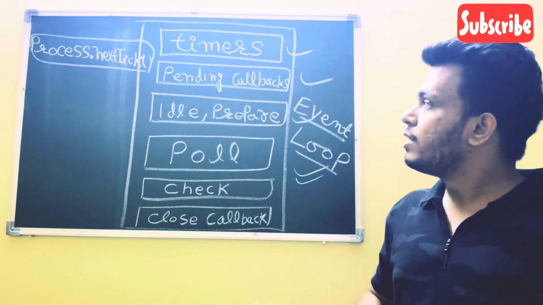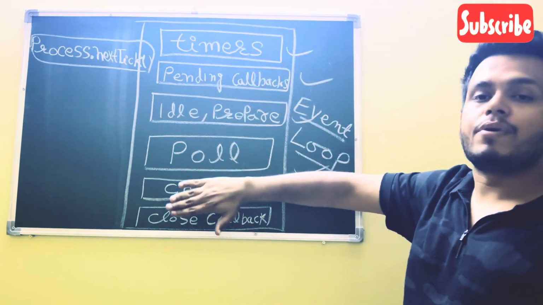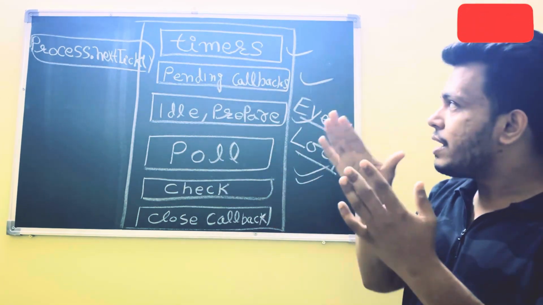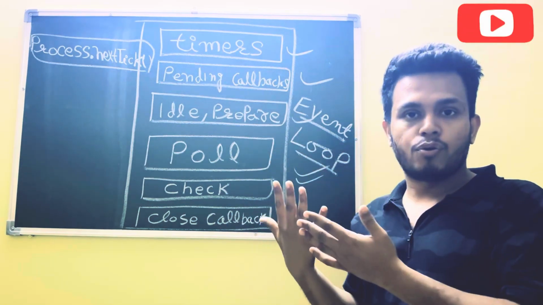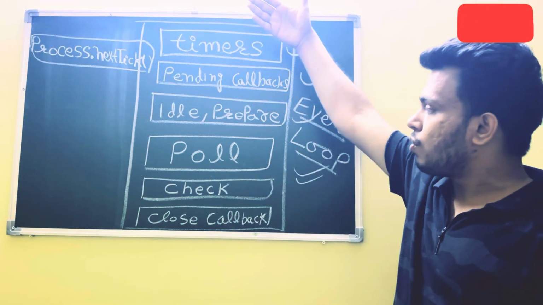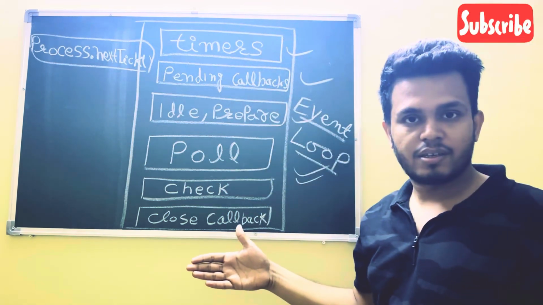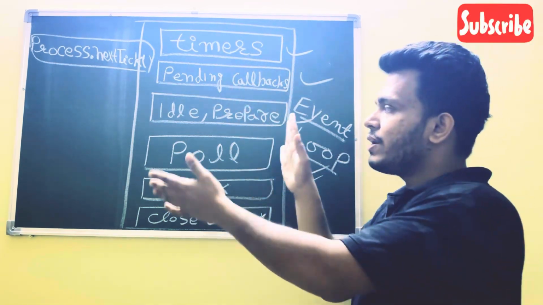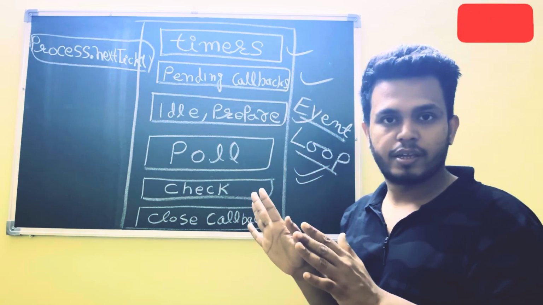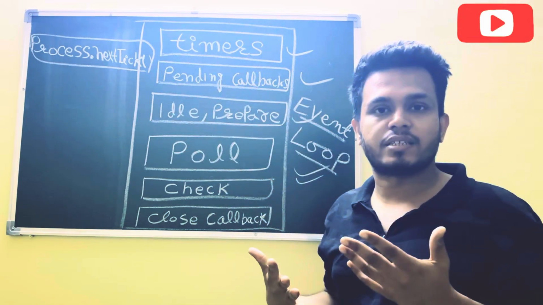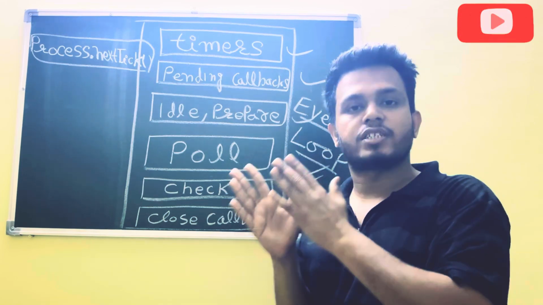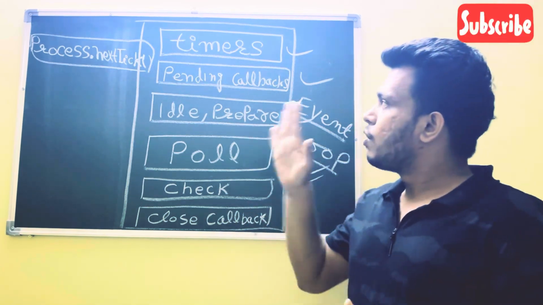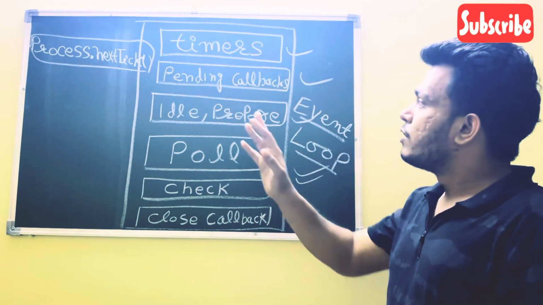Let me explain. These are the phases available in the event loop. Whenever any asynchronous task comes to the event loop, it goes through all of these phases. As per their type, it will be handled in that particular phase only. All these phases have their own FIFO kind of queue. First in, first out. Understood? Okay, let me explain these phases.